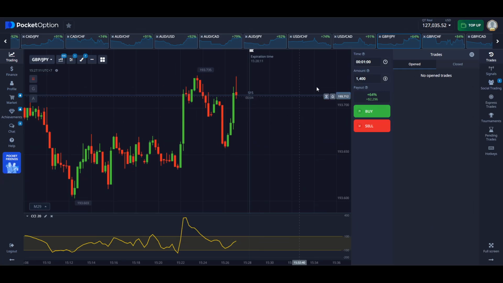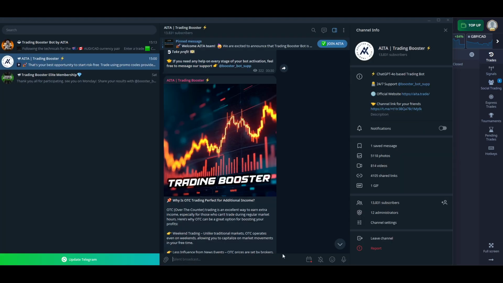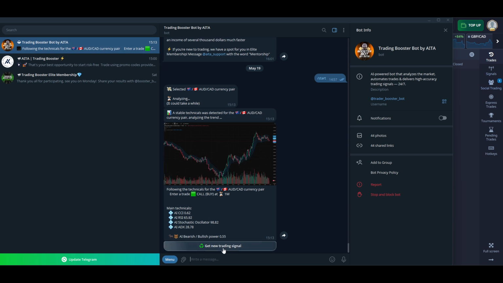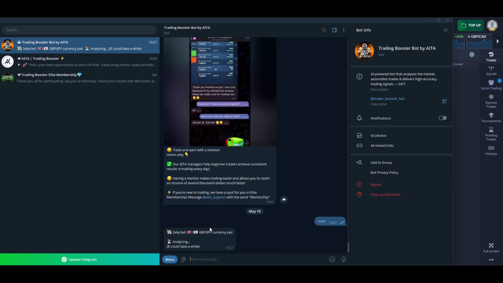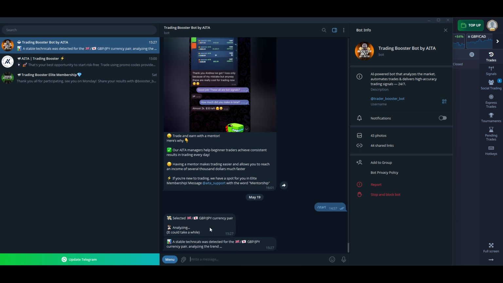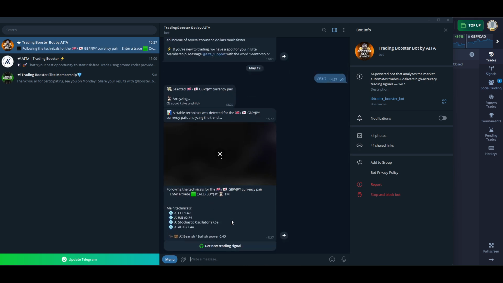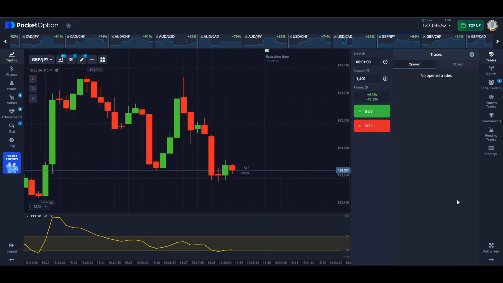The next currency pair is the British Pound and Japanese Yen. I go back to Booster Bot, select this currency pair, and choose a 1 minute trade duration. Next, I'll show you the settings for a 3-minute trade as well. This is also very important. And I get a buy signal.